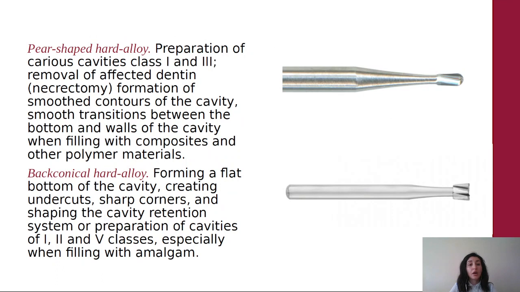Pear-shaped hard alloy: preparation of carious cavities class 1 and 3, removal of affected dentin, formation of smooth contours of the cavity, smooth transition between the bottom and walls of the cavity when filling with composites and other polymer materials. Biconical hard alloy: forming a flat bottom of the cavity, creating undercuts, sharp corners, and shaping of the cavity retention system, or preparation of cavities of classes 1, 2, and 5, especially with filling with amalgam.